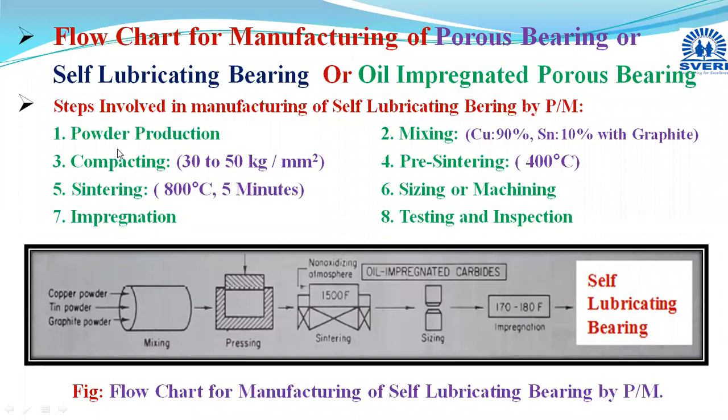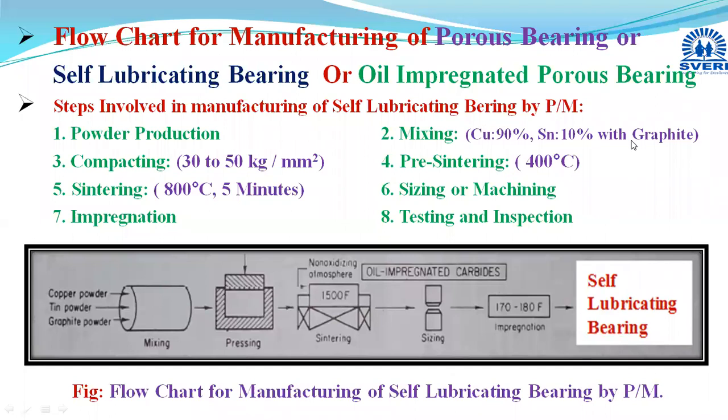After producing these powders, copper and tin powder, along with some graphite, they are given to the next stage. That second stage is mixing or blending. In this mixing stage, we are going to obtain a uniform and homogeneous mixture of these powder particles. Here our aim is to obtain a uniform and homogeneous mixture.